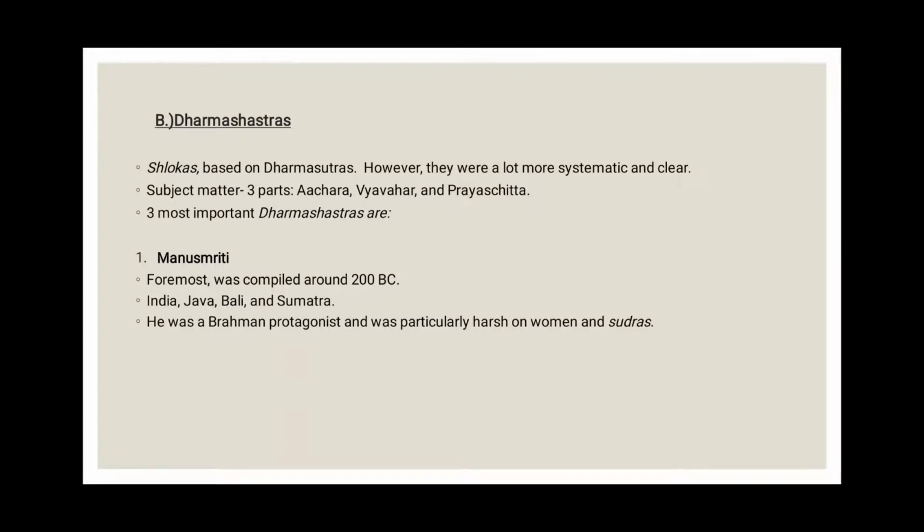We are going to study now the three most important Dharma Shastras. The first being Manusmriti. Manusmriti is the foremost in rank as well as authority and was compiled around 200 BC. It defined the way of life not only in India but also of Java, Bali, and Sumatra. Though the name of the real author of Manusmriti is not known, it was observed that he was a Brahmin protagonist and was particularly harsh on women and Shudras.